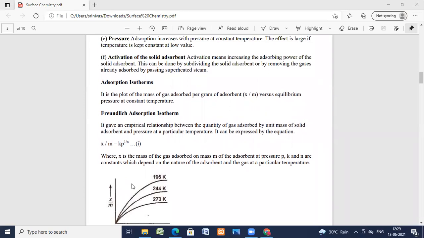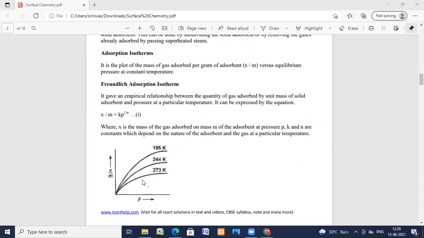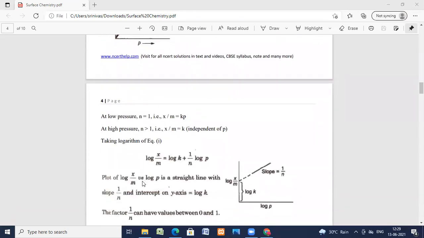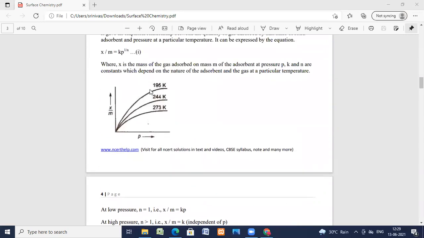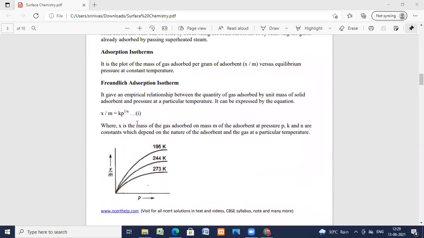So by plotting a graph, how do you do the validity testing of the Freundlich isotherm? Taking logarithms on both sides. Here we are testing with the graph. At low pressure, n is equal to 1. Here a graph is drawn, x is the mass of the gas adsorbed on the mass of the adsorbent at p. k and n are constants which depend on the nature of the adsorbent and the gas at a particular temperature.